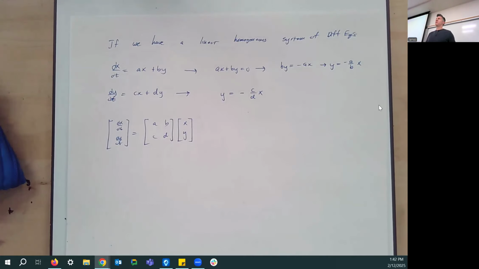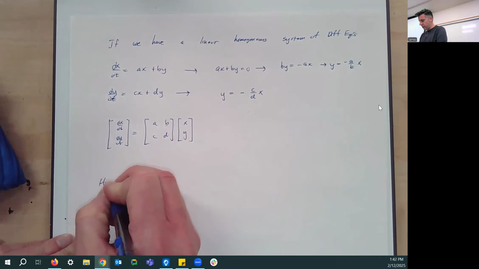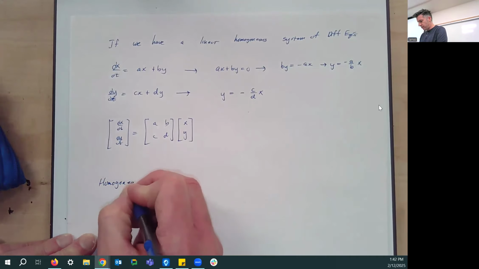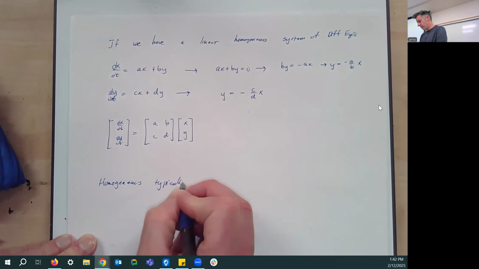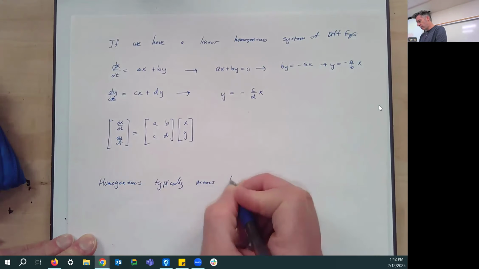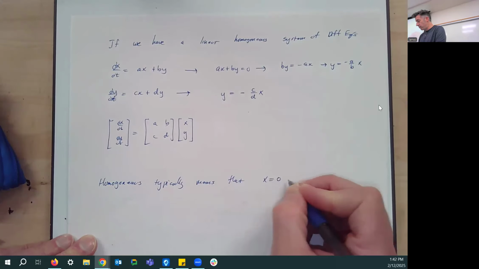One way to think about it, I'm not sure, actually, I forget exactly what the description of what it means to be non-homogeneous is. But typically, we think about a homogeneous system as one where 0, 0 is our solution, is our equilibrium.